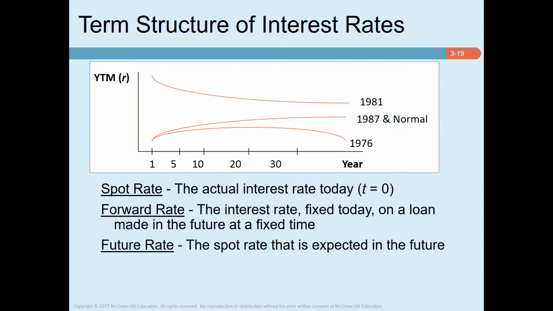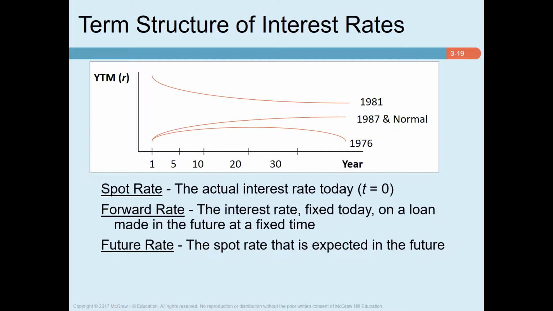We should understand the difference between these three rates: the spot rate, forward rate, and future rate. A spot rate is the actual interest rate today. For example, if you go to check the market and you see that a 5-year bond carries an interest rate of 5%, that's the spot rate today.